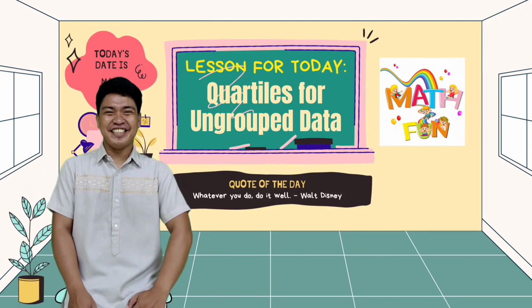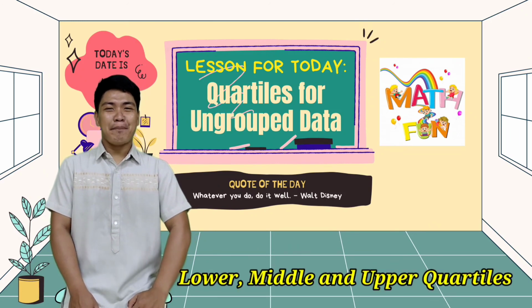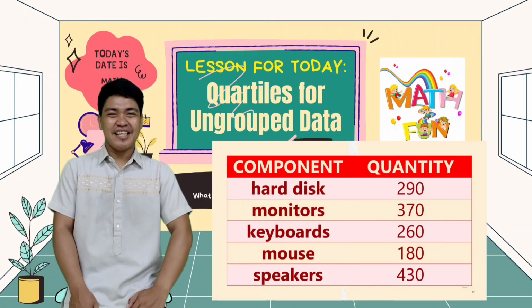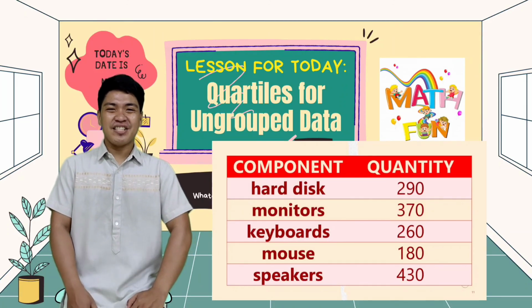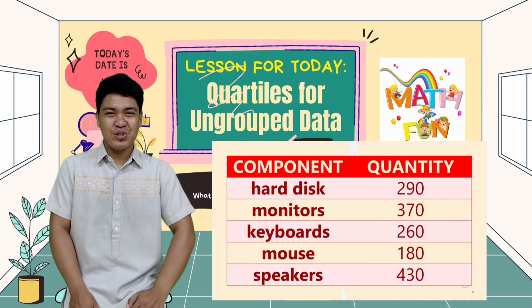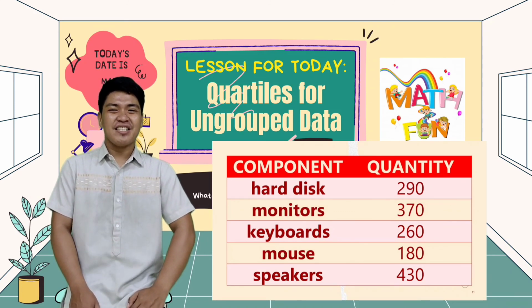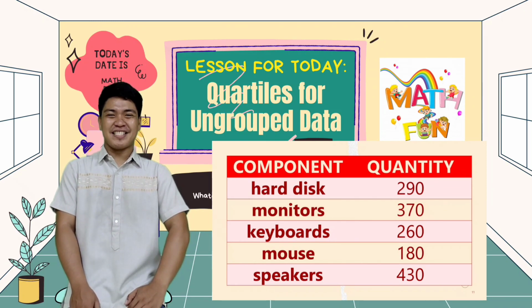Now it's your turn. Find the lower, middle, and upper quartiles of the data. Screenshot the data, then solve using any of the two ways presented to you. If you are done, just comment your answer in the Google Meet chat box.